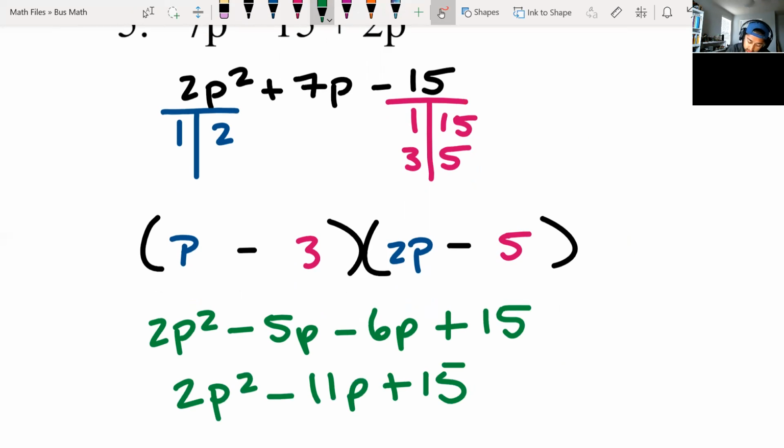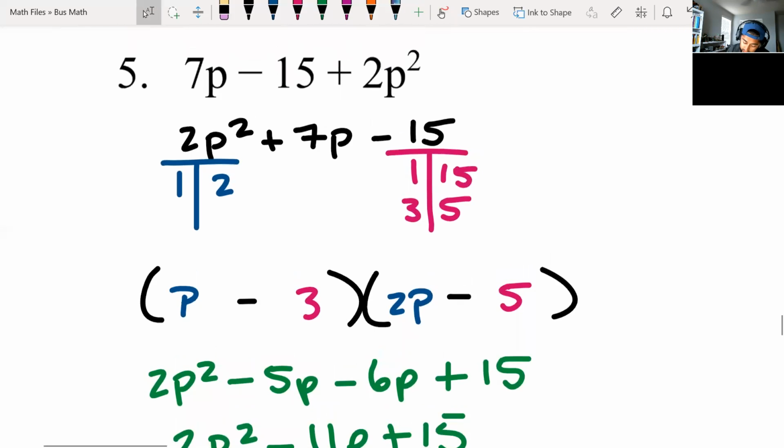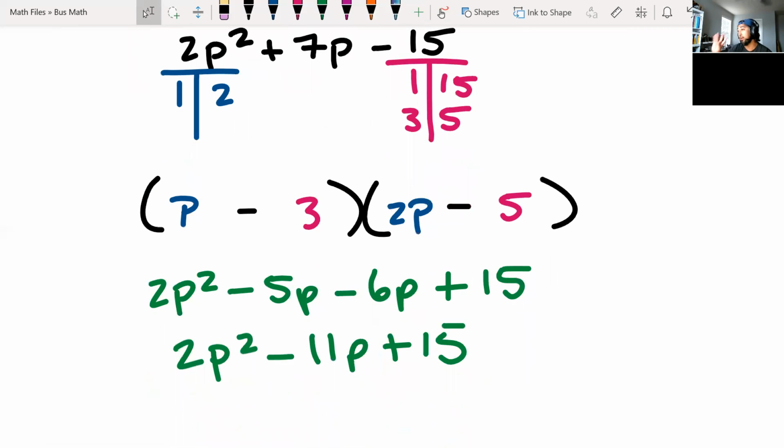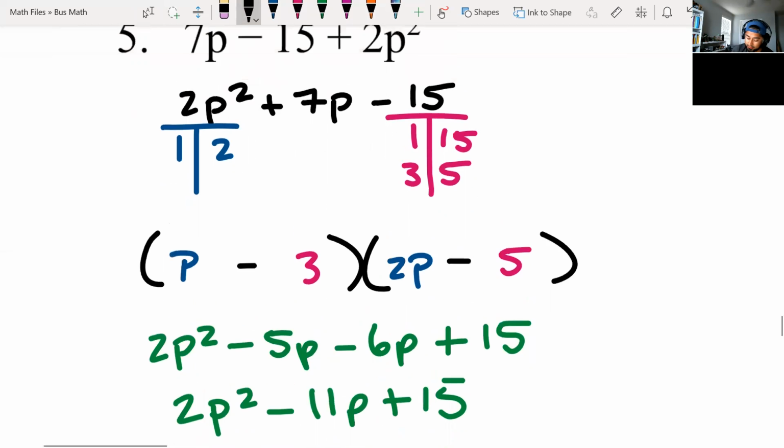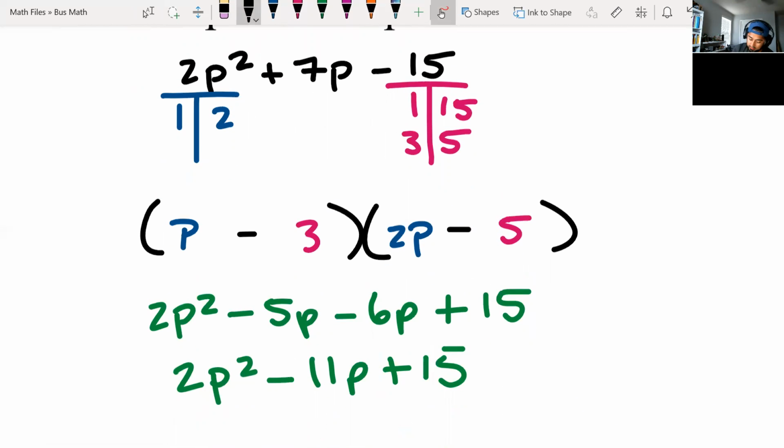Actually, whoops, what did I do wrong? 2p squared plus 7p minus 15. Oh, I had it backwards. I had to twist something, didn't we? I was being dyslexic, guys. Since it's plus minus, that means one of these has to be plus and the other has to be minus. There we go. There you go. But let's see what that does.